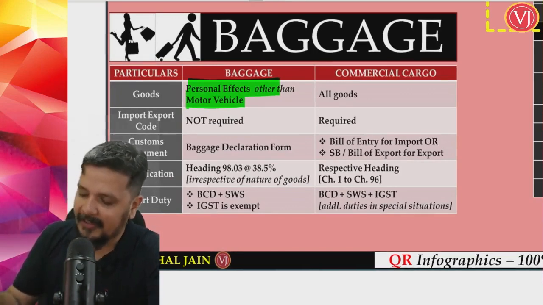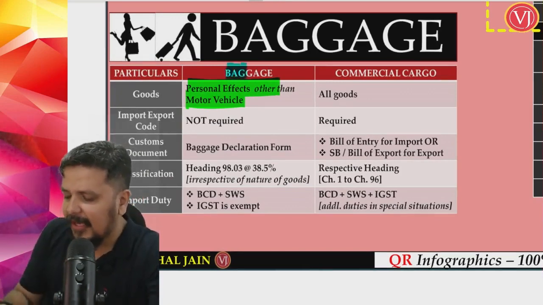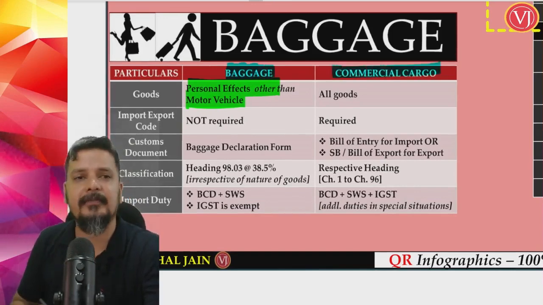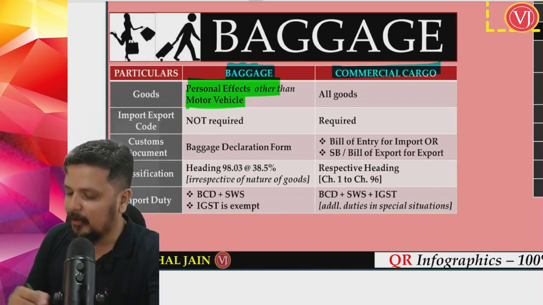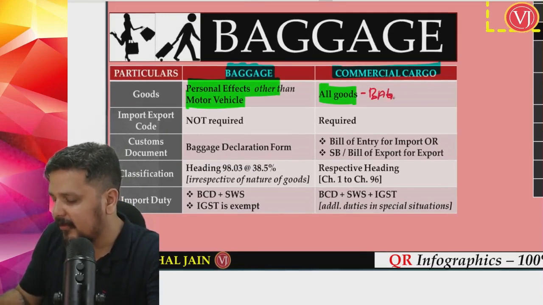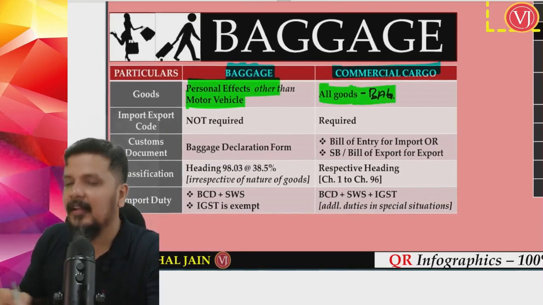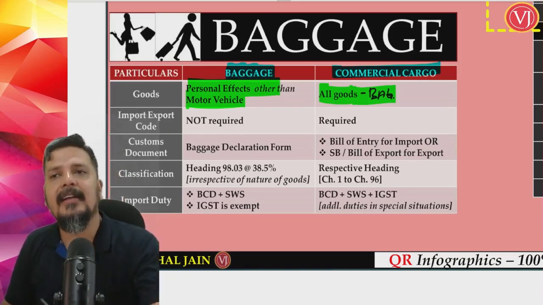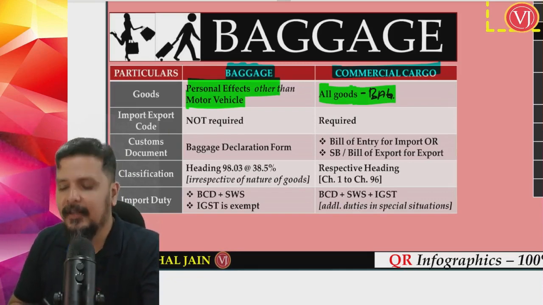So when you want to understand baggage, understand that goods can be categorized into baggage and commercial cargo. What do you mean by commercial cargo? All other goods other than baggage are commercial cargo. All goods other than baggage are all commercial cargo. Motor vehicle is always commercial cargo.